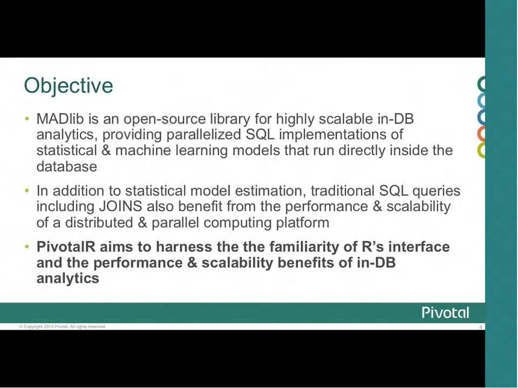But even more fundamentally, in addition to statistical model estimation, in order to do data science, you need to be able to run traditional SQL queries, including joins for the data processing step. And these sorts of things also benefit from the performance and scalability of a distributed and parallel computing platform like Pivotal. Right? You don't want to be doing these sorts of joins and merges in an out-of-database environment, let's say with R running on your laptop. So PivotalR aims to address this gap, right?